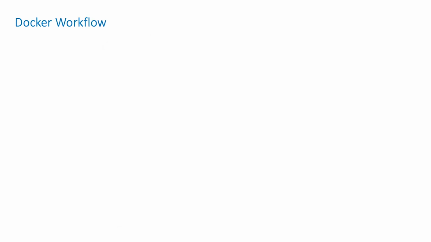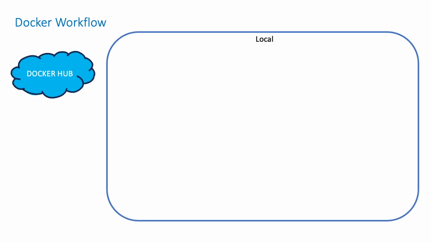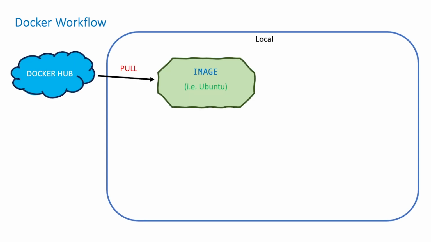So the Docker workflow is something like this. We first start on the Docker Hub and we pull an image from the Docker Hub. The Docker Hub contains repositories that are created by myself, but also by other organizations and other people that are associated with the repository. They contain images like Ubuntu, Node, Postgres, and so on. So these are all pieces of software that we can run locally on our machine.